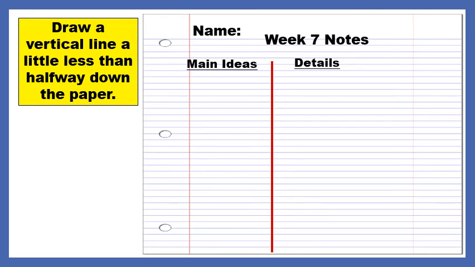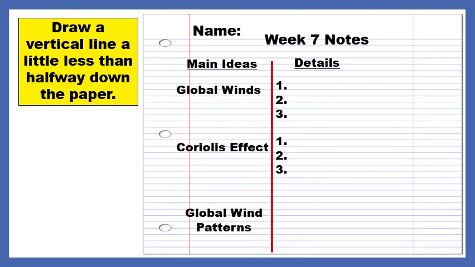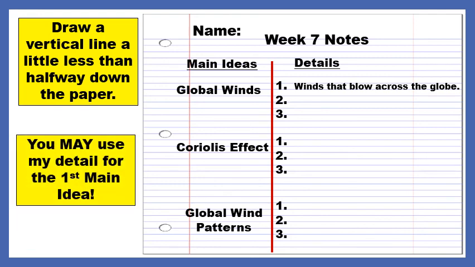Okay, and then please remember the 3 main ideas that you need to include: global winds, Coriolis effect, and global wind patterns. And remember, for details, I am requiring 3 for each. So I'm going to give you a freebie. The first detail for global winds can be winds that blow across the globe. Okay, it's short, it's sweet, but it's a complete idea. And it's true. So you are more than welcome to use that detail for your first idea, but the rest you're going to have to find out from either the video lessons or the book.